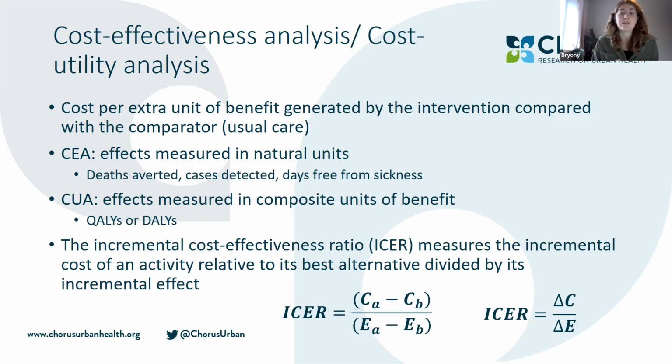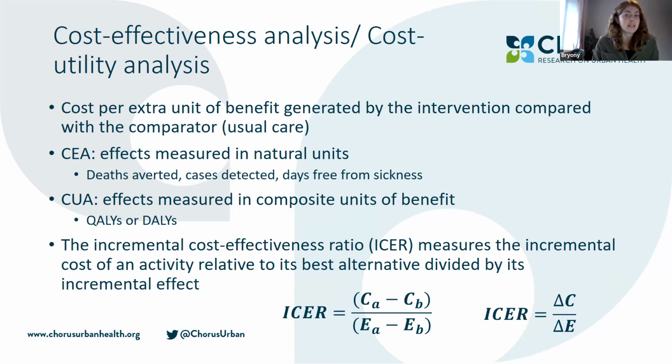And in both cases, the benefits are measured in health-related units. So the only difference is that in cost effectiveness analysis, the health-related units that we use are directly measured health units. So something that can be observed in natural units, like deaths averted, cases detected, or days free from sickness. Whereas in cost utility analysis, the health benefits are measured in composite units of health benefit, which combine quality and length of life, which in practice usually means using QALYs or DALYs.